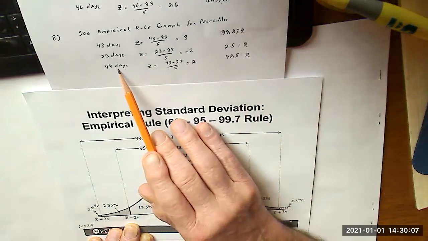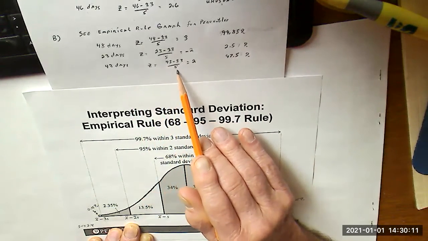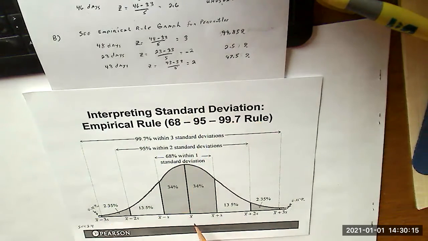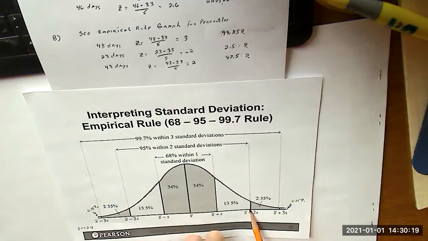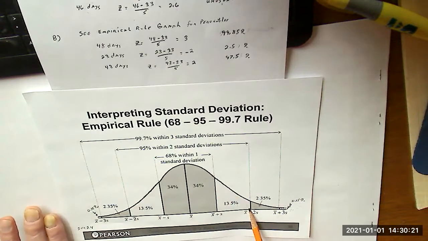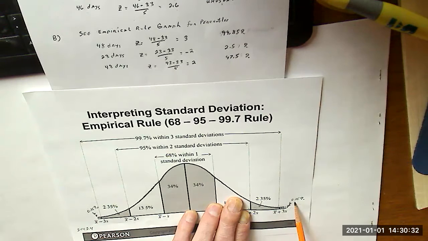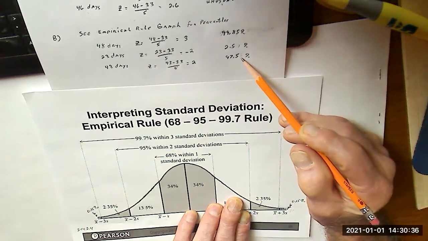Lastly, if we have 43 days, z equals 43 minus 33 divided by 5, which equals 2 standard deviations. 2 standard deviations positive from the mean puts me right here. We want the area to the left. So we're going to take 100%, all the area, minus these 2 little blocks, which is minus 2.35 minus 0.15%, which gives me the 97.5 percentile.